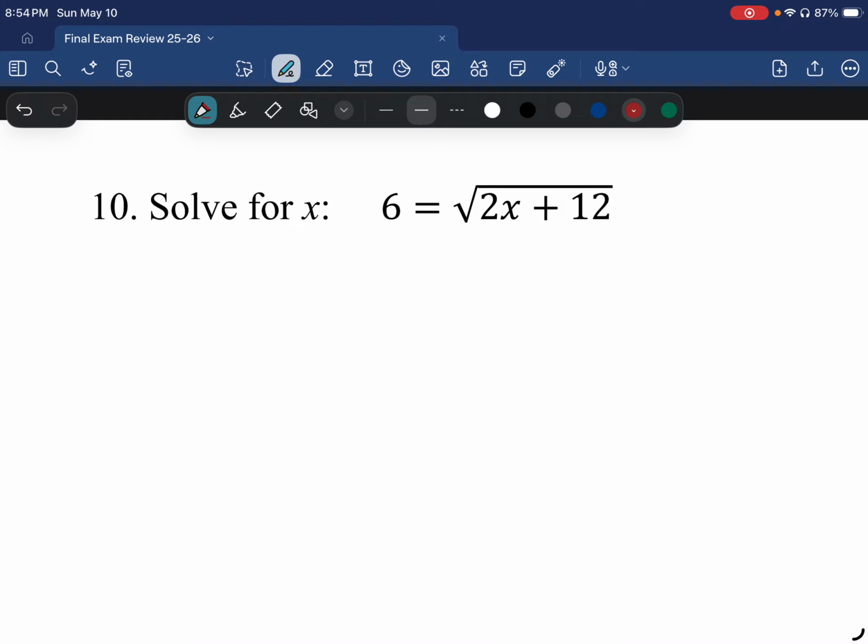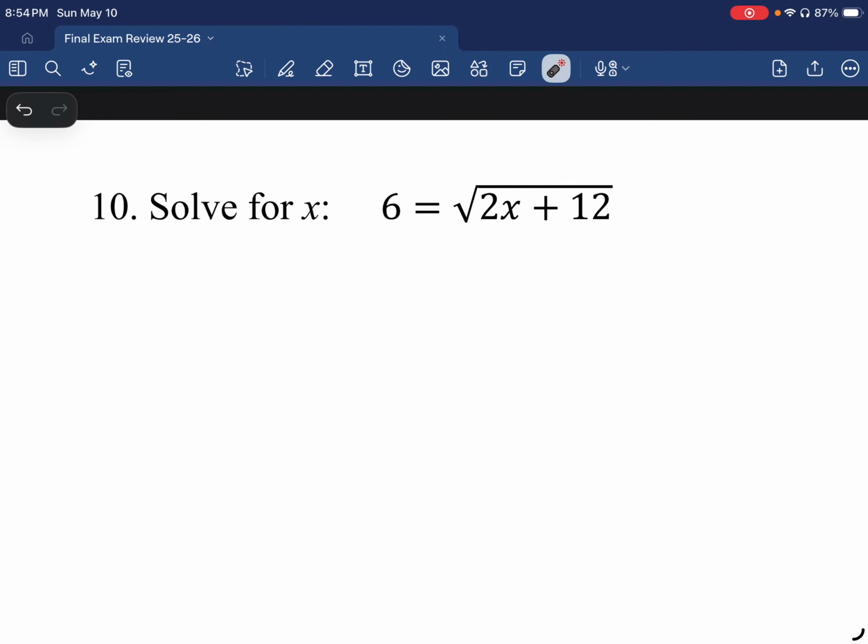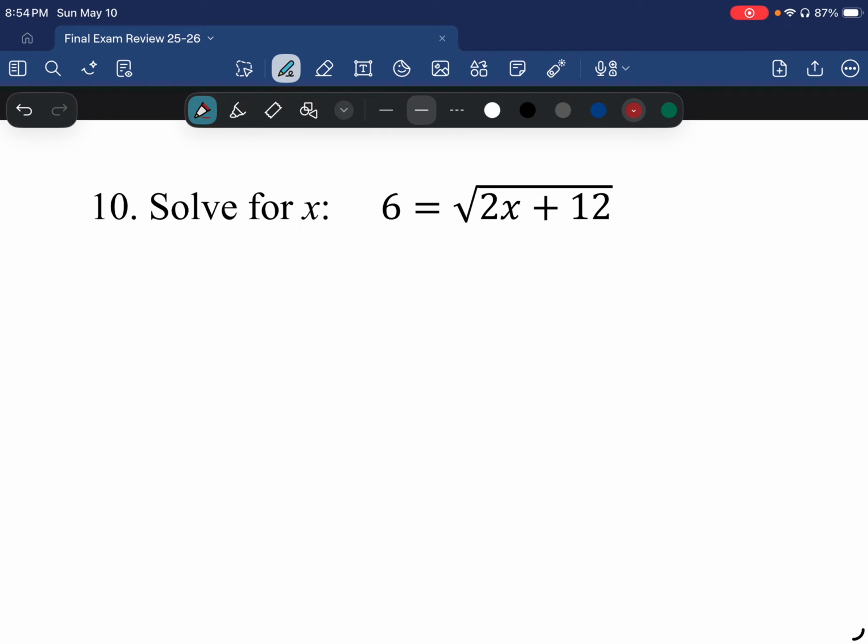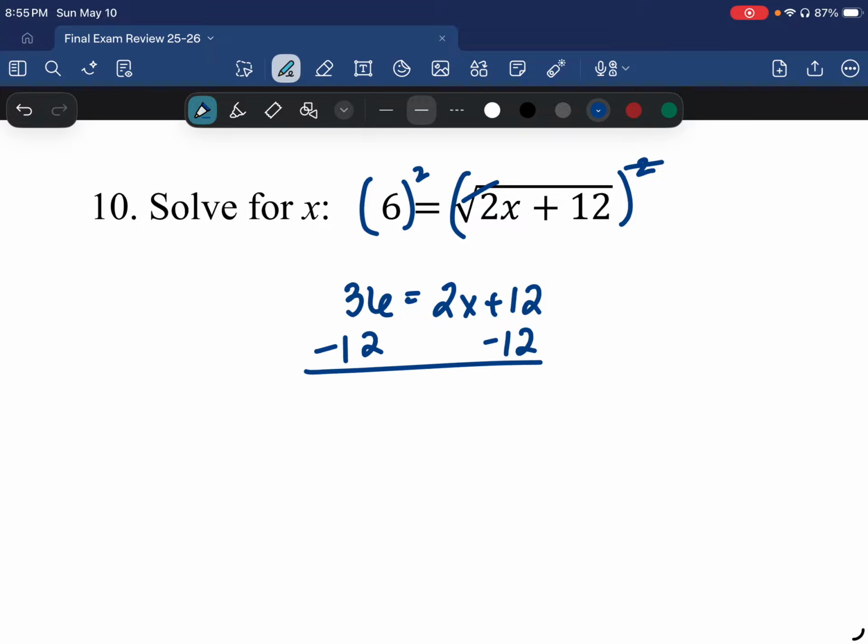Number 10, solve for x. This time we have a square root function. And so again, we need to make sure that the square root is isolated, which in this case it is. We undo square roots by squaring, and we have to do that to both sides of the equation. So 6 squared makes 36. Squares and square roots are inverses, resulting in 2x plus 12. And then again, we simply must solve for x. 24 equals 2x, divide by 2 on both sides, x is equal to 12.